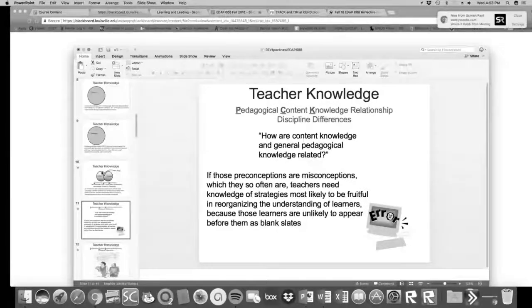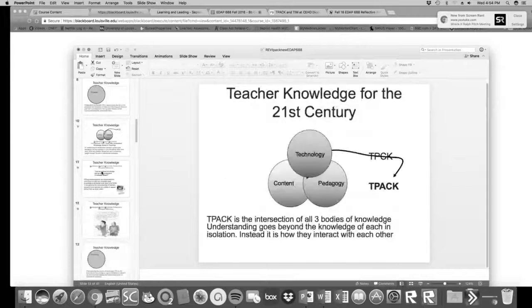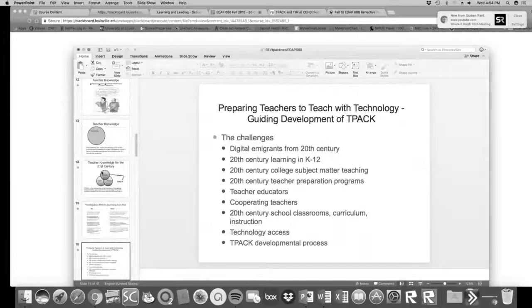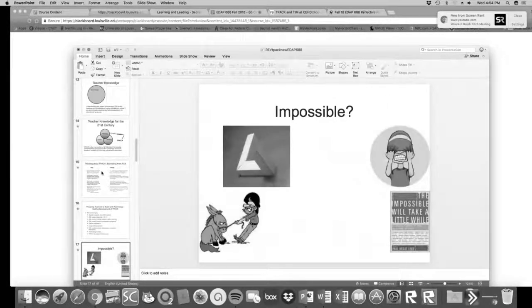If we could get kids to enunciate that, I thought I understood it this way, but now I see that it really is like this. Those are those wonderful aha moments that all teachers live for, to have kids enunciate very clearly their understanding of what the content is. I'm jumping through here because you don't need all this stuff.